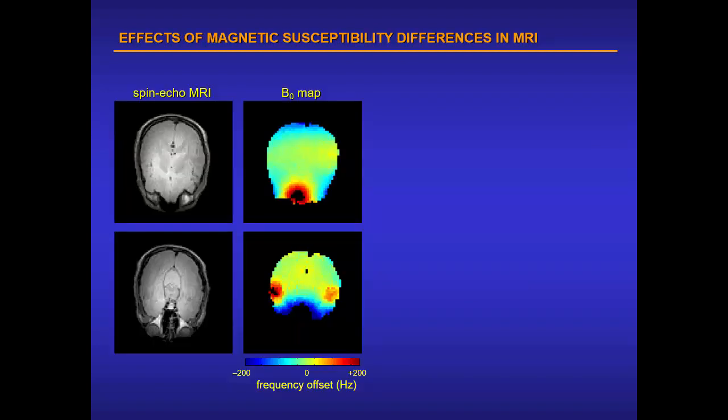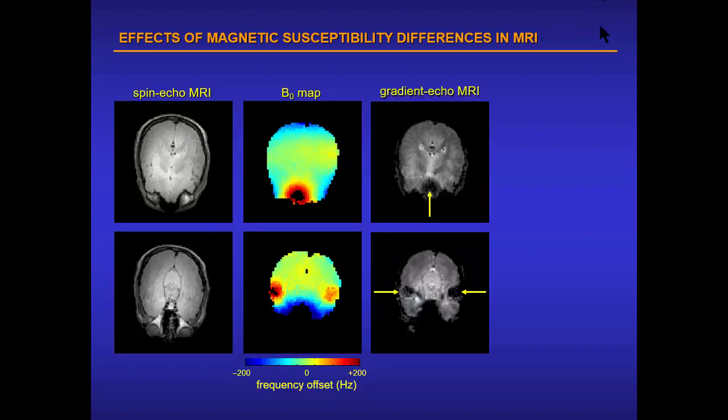Now, what kind of effect do these susceptibility boundary induced inhomogeneities have? Well, for imaging, if you do spin echo imaging, it has almost no effect. You can see these are really nice images, despite the fact that there's a strong inhomogeneity right there. That is because spin echo sequences refocus B0 inhomogeneity, so with those images, you're insensitive. But as we all know, we can't only do spin echo methods. We sometimes have to do gradient echo methods.